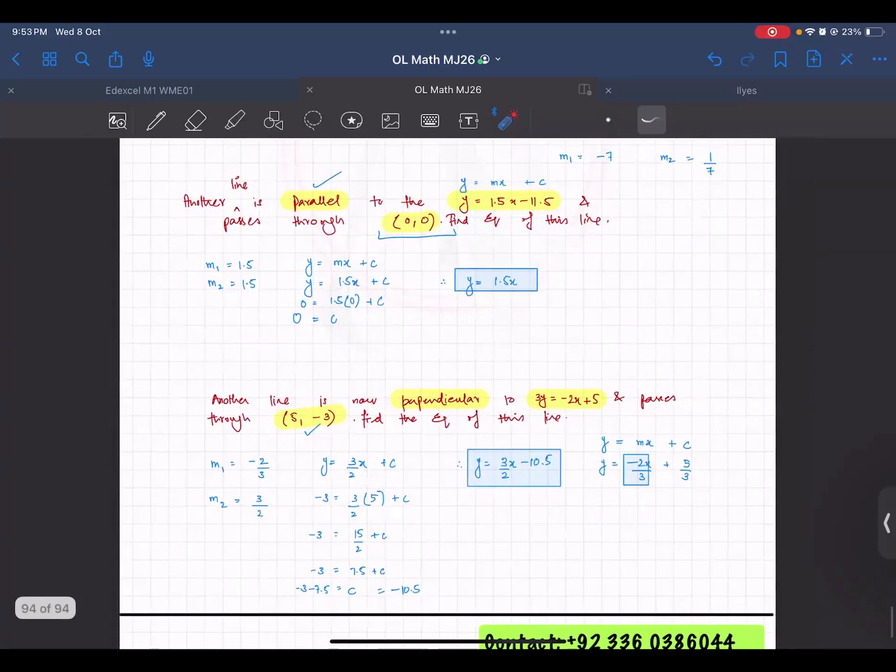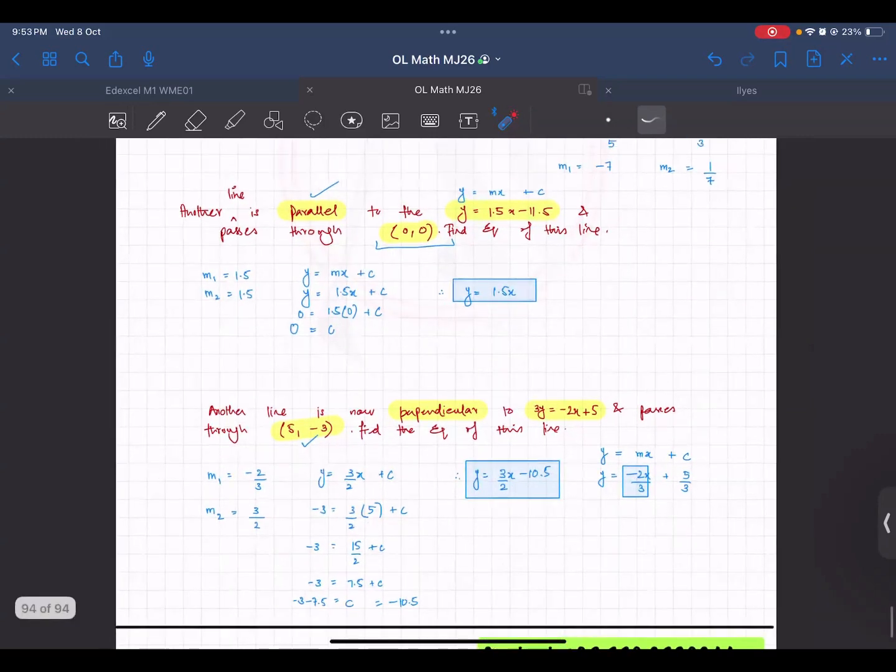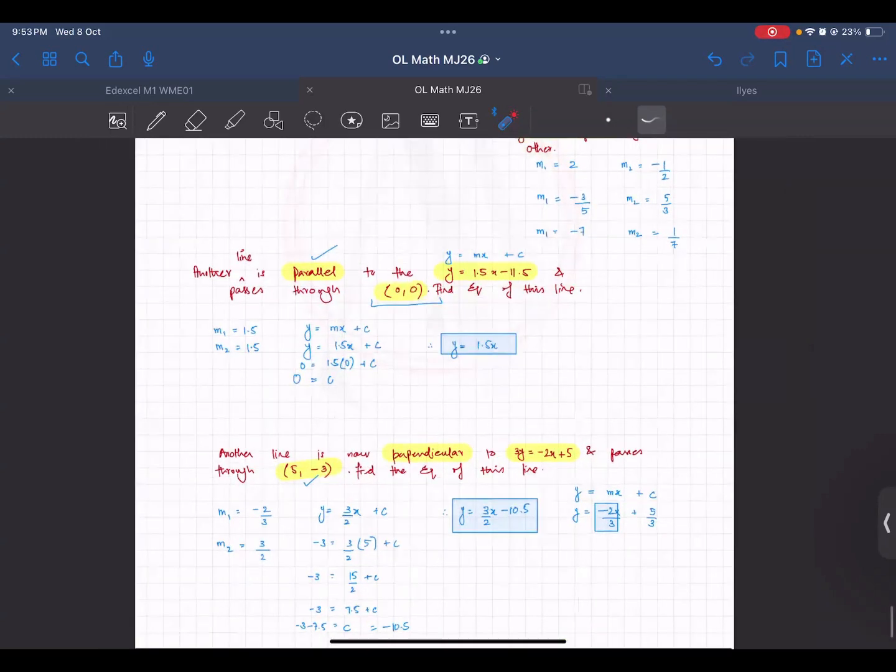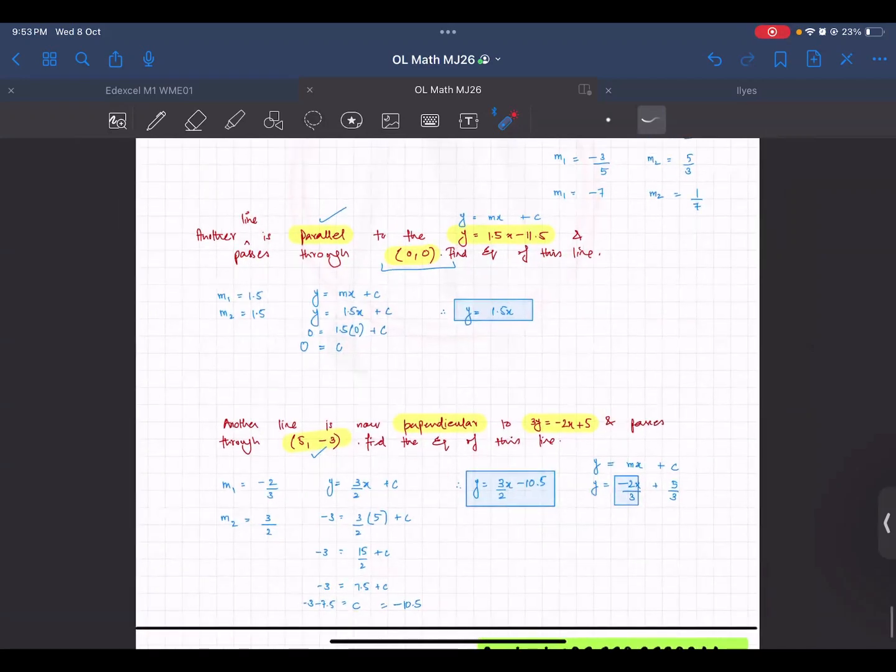Take 2 minutes, think about this or copy this down. If you have any questions, ask. And then we will move on to the next thing. We will do perpendicular bisector.